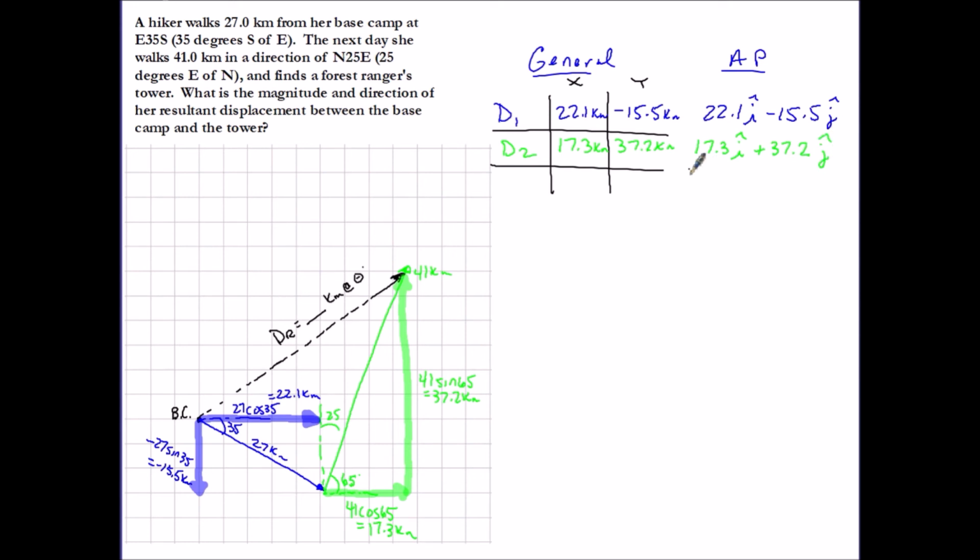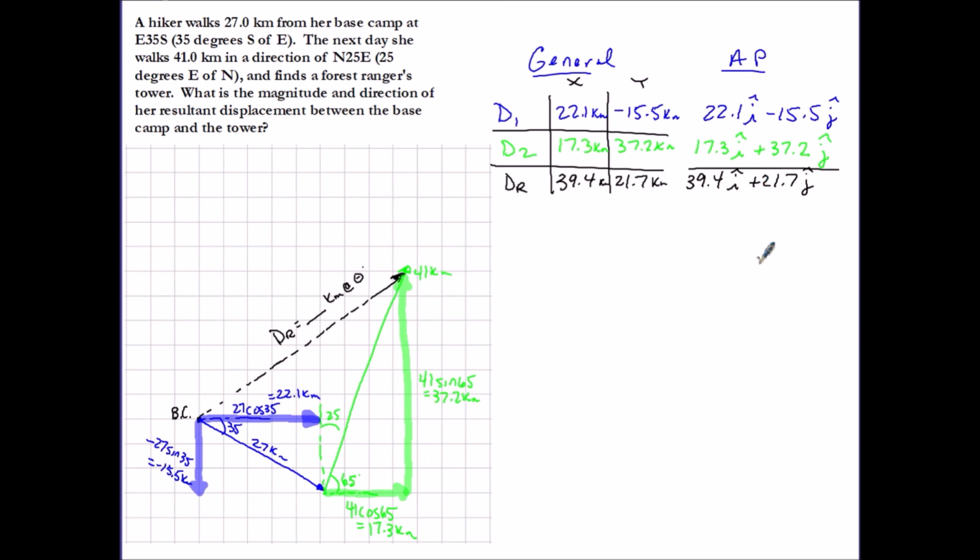Now, irrespective of which way I do this, I'm still going to add the components together. So 22.1 plus 17.3 is 39.4, and this would again be for d sub r. And I'd get that as well over here, 39.4 i hat. And then 37.2 minus 15.5 is 21.7 kilometers in the y direction. And I could write that also as plus 21.7 j hat. There we go. So two different ways of managing the addition of these vectors. Unit vector notation is pretty convenient, but we could also just use the table.